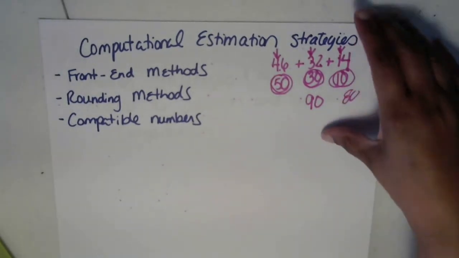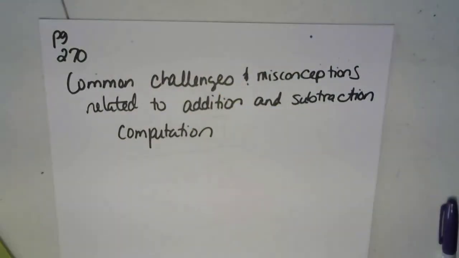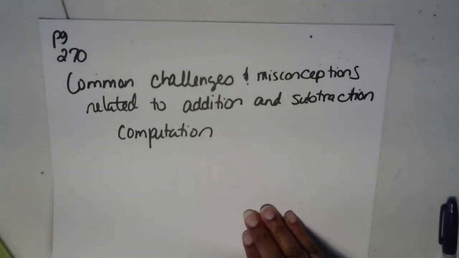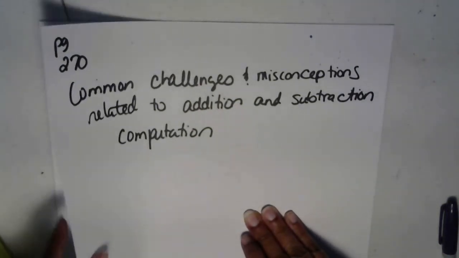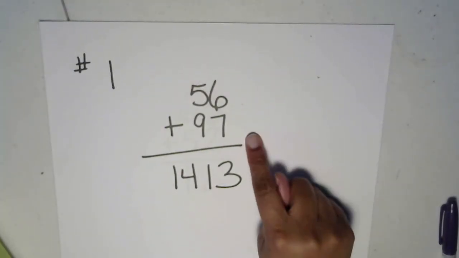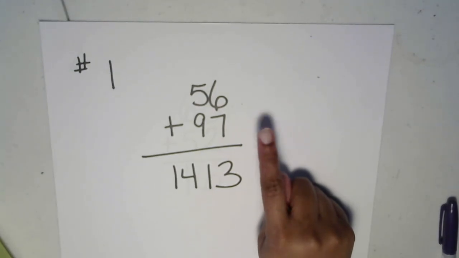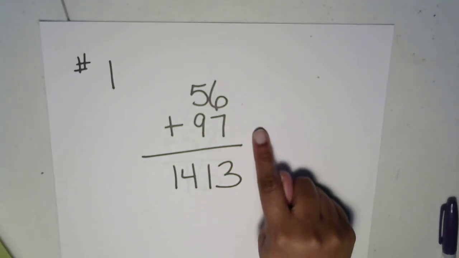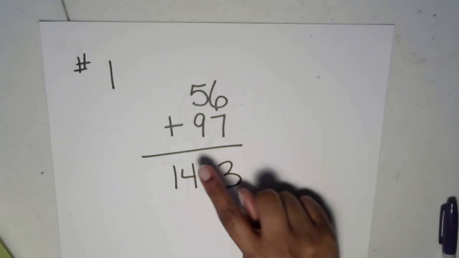All right, and that brings us to page 270. Common challenges and misconceptions related to addition and subtraction computation. Number 1. You have a student who gives this as an answer. Students incorrectly record an algorithm for addition, but not regrouping, and they ignore place value. How to help? Look on page 270, and this is number 1.